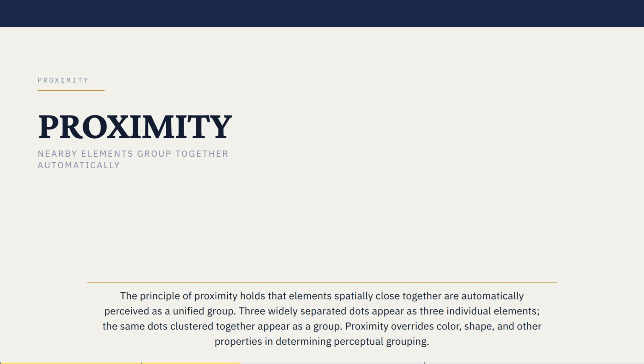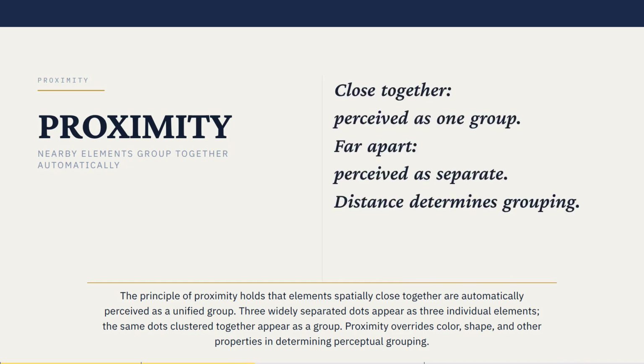The principle of proximity holds that elements spatially close together are automatically perceived as a unified group. Three widely separated dots appear as three individual elements. The same dots clustered together appear as a group. Proximity overrides color, shape, and other properties in determining perceptual grouping.